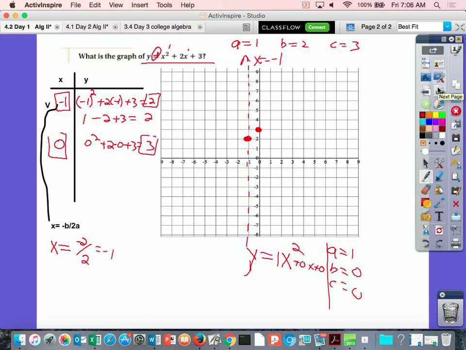Okay? Now, by symmetry, we have another point right here. And we have one more point to find. Plugging in an x value of 1, we end up getting 6. So (1, 6). And (negative 3, 6). So that is all that you are doing. You are graphing a parabola in standard form. Good luck.